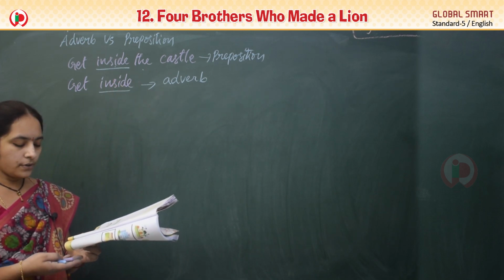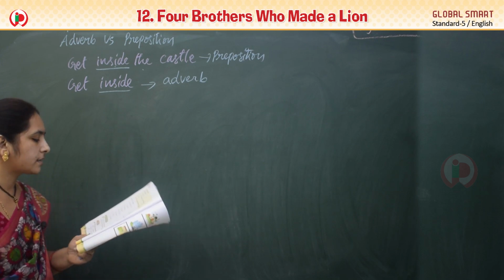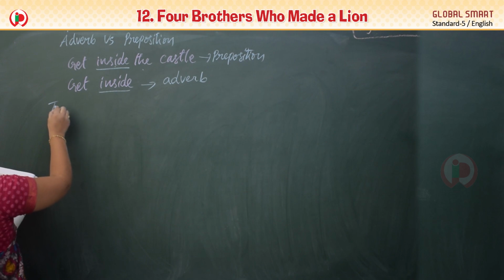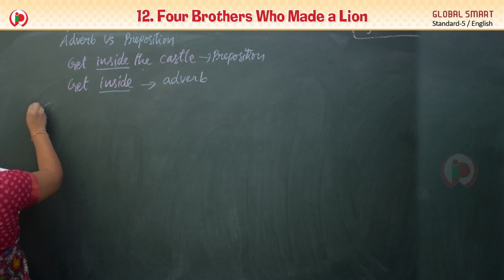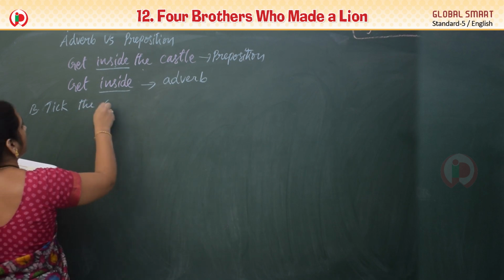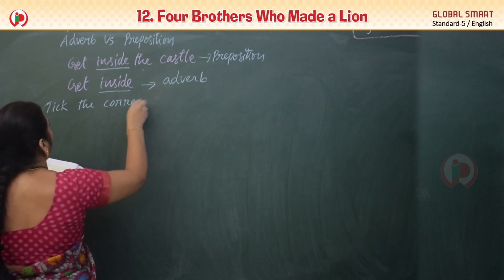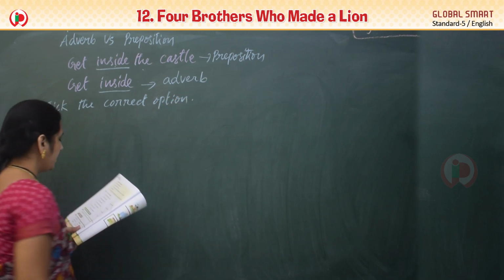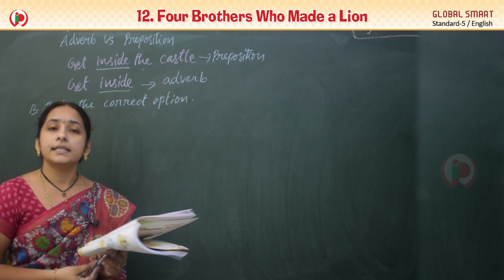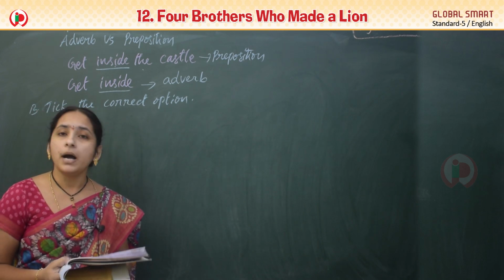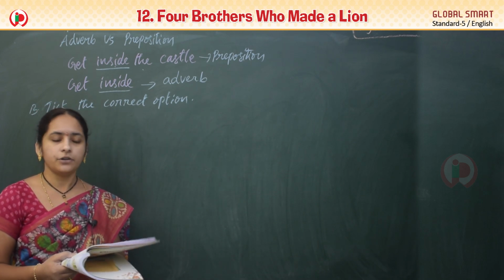So, see here, what do we have next? Take the correct option, they gave it. So, B option they have given. Take the correct option. Here they have given 5 sentences, 5 words. So, whether it is the correct option, for that we should find whether it is an adverb or a preposition.